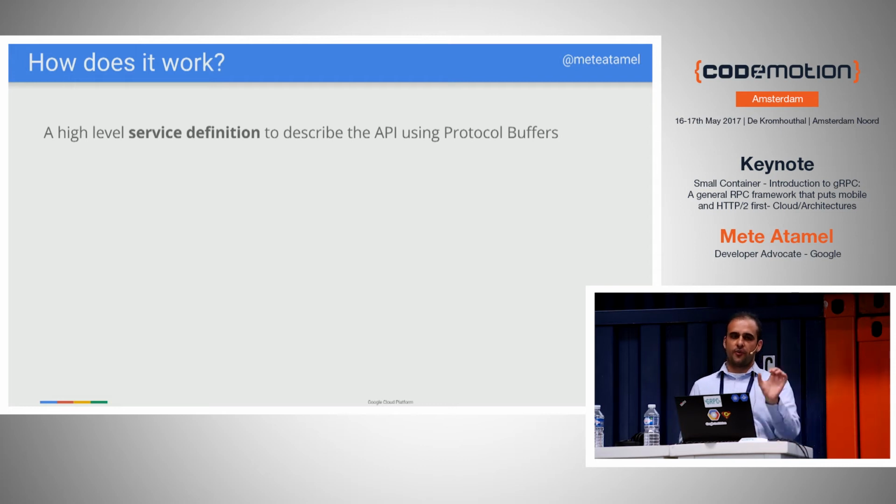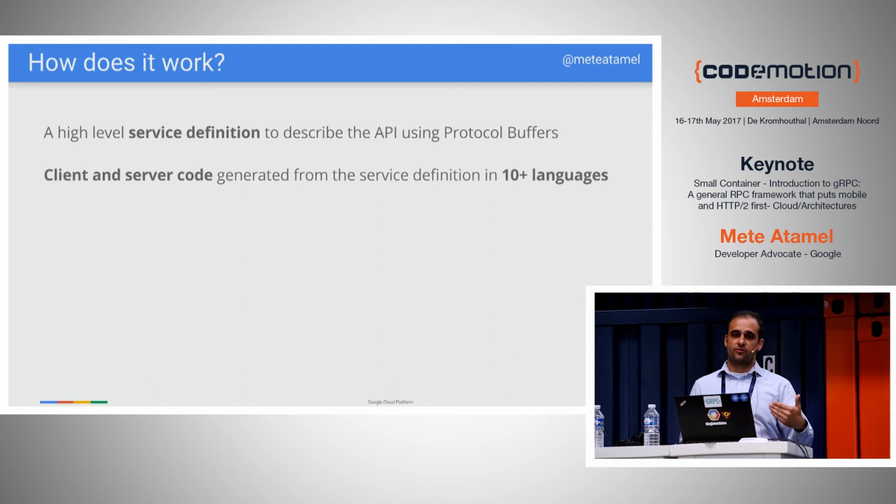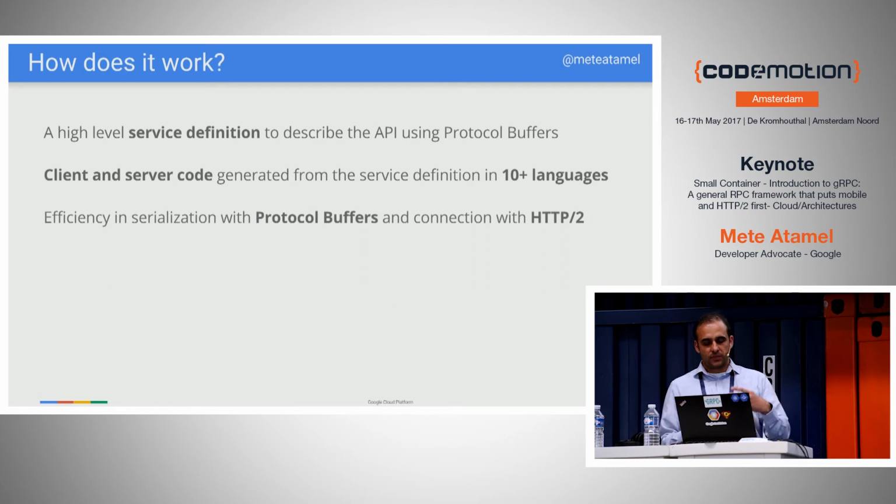So from this service definition, you generate what's called stubs. So you generate code for client and for server. So these stubs basically handle all the connectivity between the client and the server. And then the client and the server, they extend from these stubs and add their own functionality on top. Then you get efficiency in serialization with protocol buffers, and then you get efficiency with HTTP2 for the connection itself.